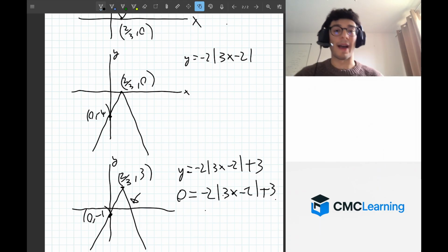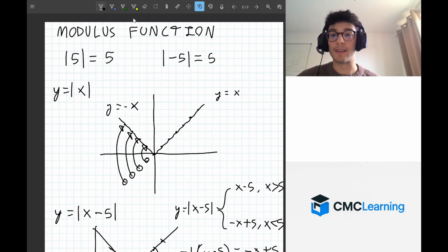Okay, so I hope that helped. Hopefully a good little introduction or revision on modulus functions.